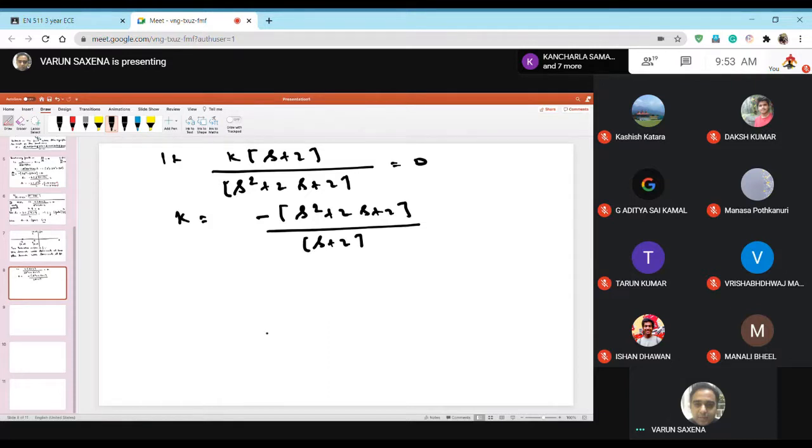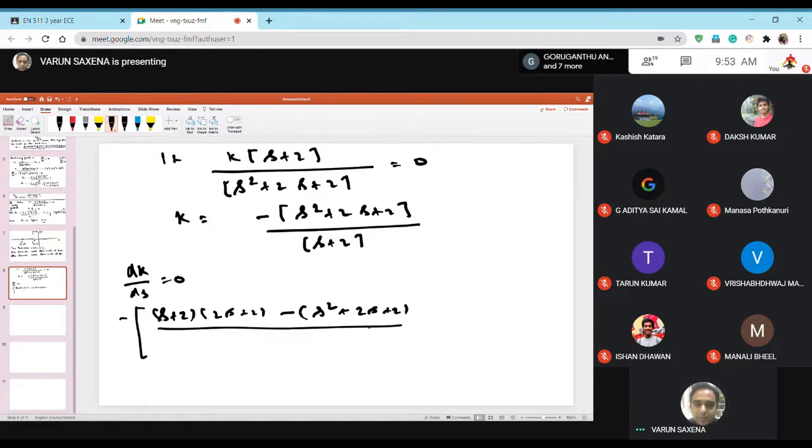Okay. So now please tell me, if I put dk by ds equal to 0, what are the values of s that I'm getting? Evaluate this and tell me. I'll just do a little bit of it. With the minus sign here, you get (s plus 2) multiplied by (2s plus 2) minus (s square plus 2s plus 2), divided by (s plus 2) whole square, and this equals 0.